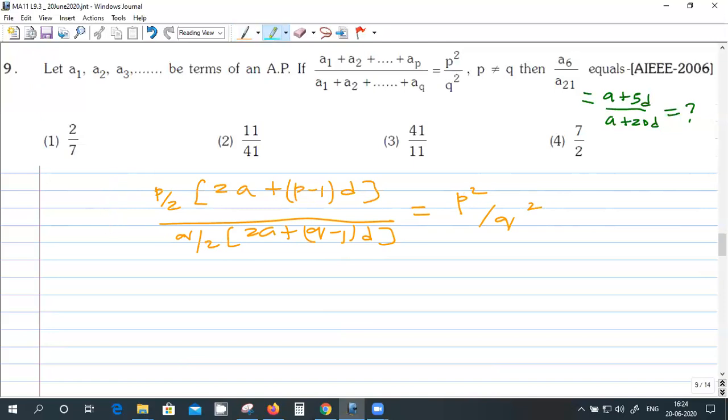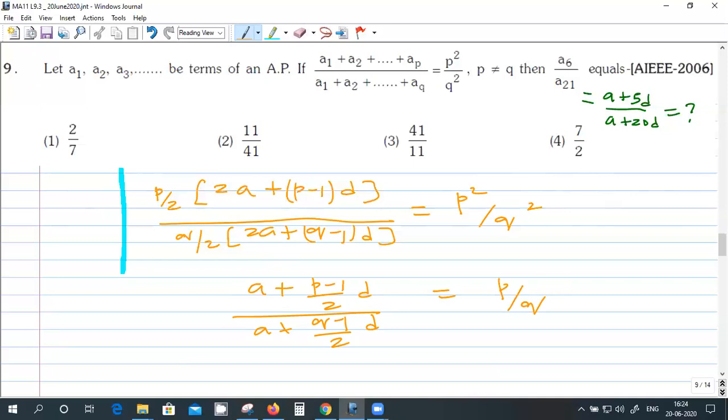From this you can cancel one P by Q, and it will become... So this I can rewrite as P times (A plus (P minus 1) by 2) divided by (A plus (Q minus 1) by 2) D equal to. Is this step clear?